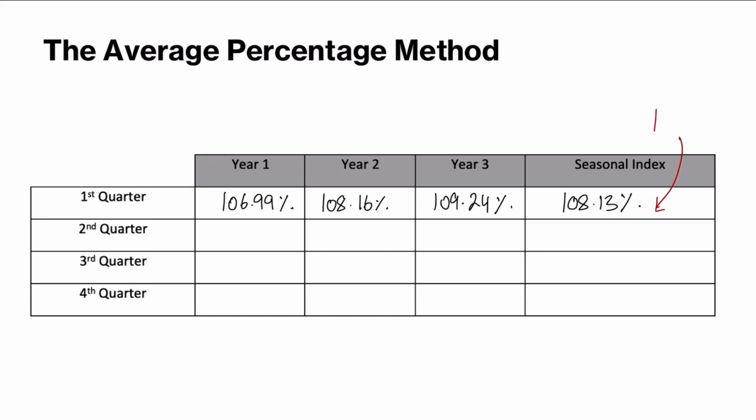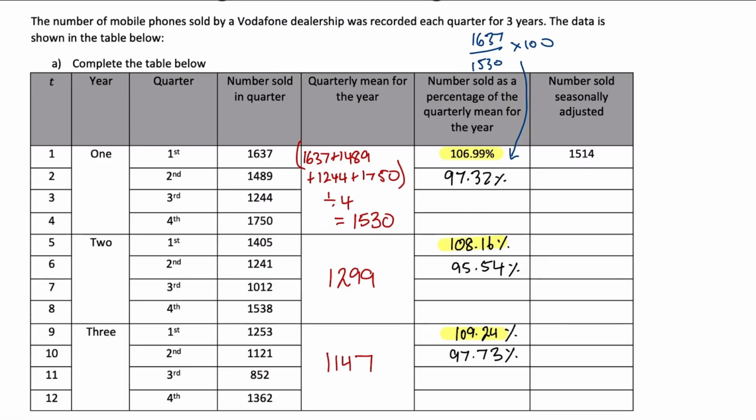Converting this to a decimal, I get 1.0813. If I repeat this process for the second quarter of each year, I find that the actual number of phones sold is a little less than 100% compared to the quarterly mean for the year. This means that we sell slightly below the average number of phones in the second quarter of each year.